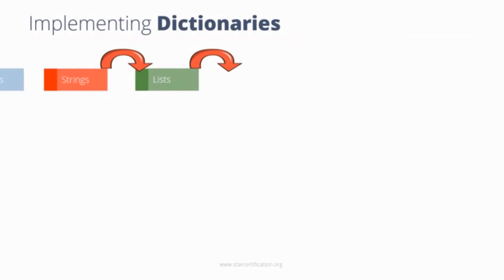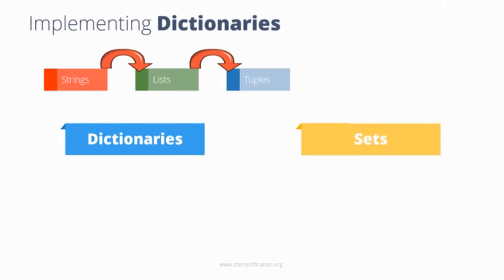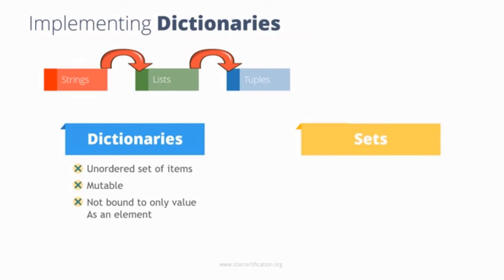Strings, lists, and tuples are sequential data. Python features dictionaries and sets for storing such data. A dictionary in Python is an unordered set of items. Like lists, dictionaries are mutable, that is, one can add, modify, and delete elements from a dictionary. However, unlike other data types, a dictionary is not bound to only value as an element.